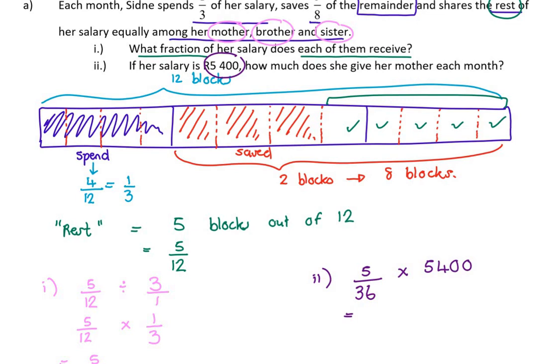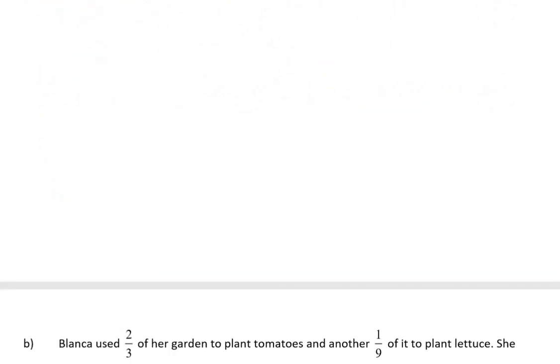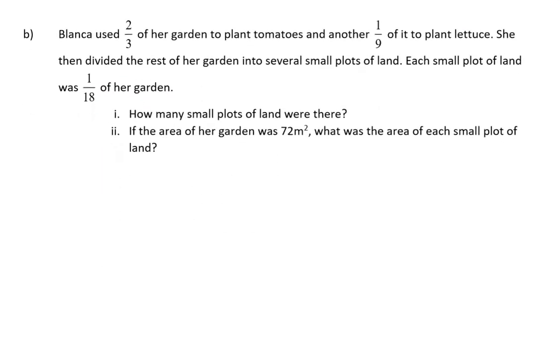Now again, this doesn't say that I can't use a calculator. So I would pick up a calculator, especially with such big numbers, and do 5/36 times 5,400. And I get the fact that her mom receives 750 Rand a month. Great. Let's look at another one. These get to be so much fun.